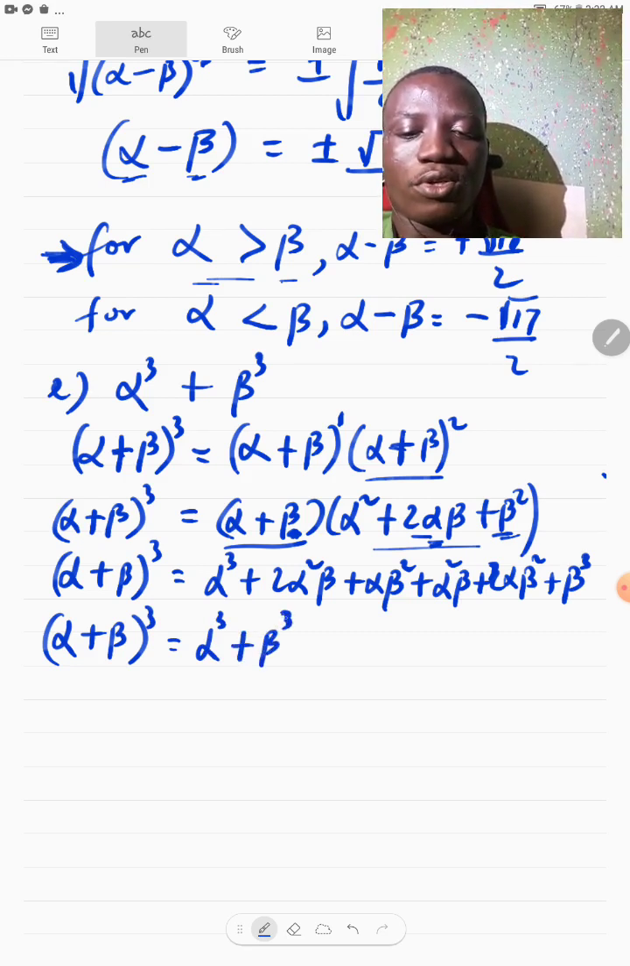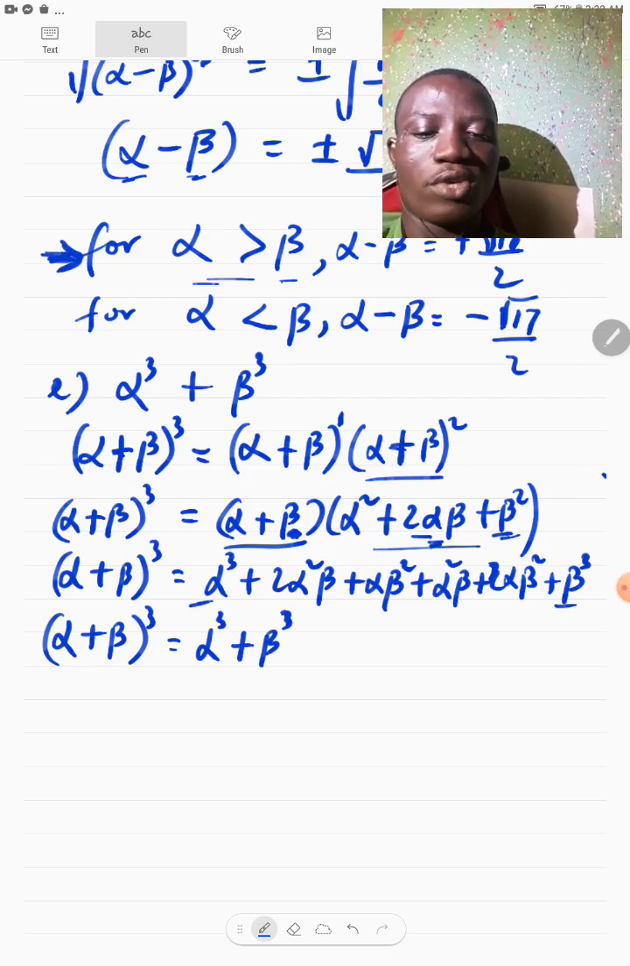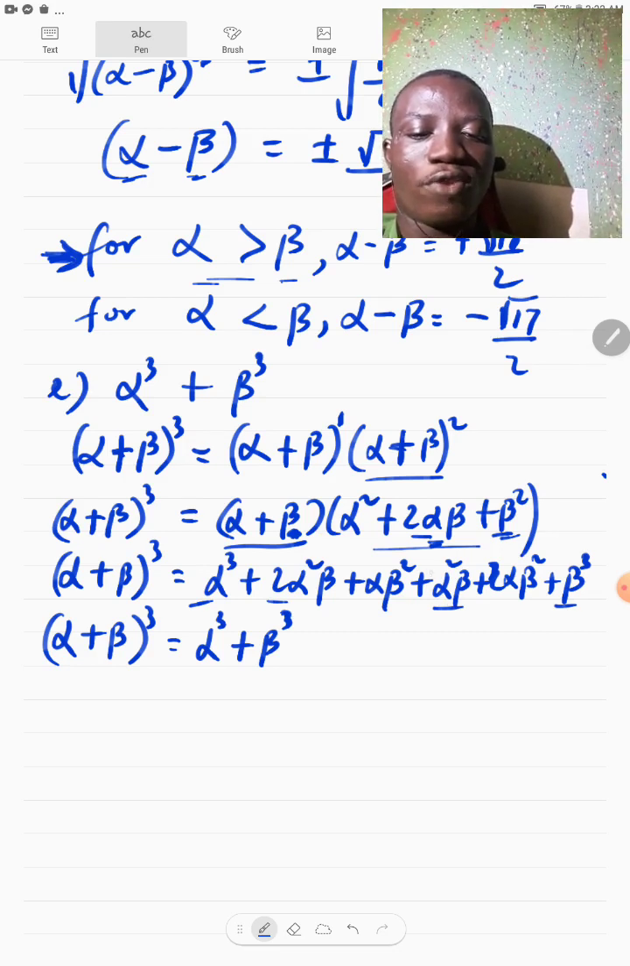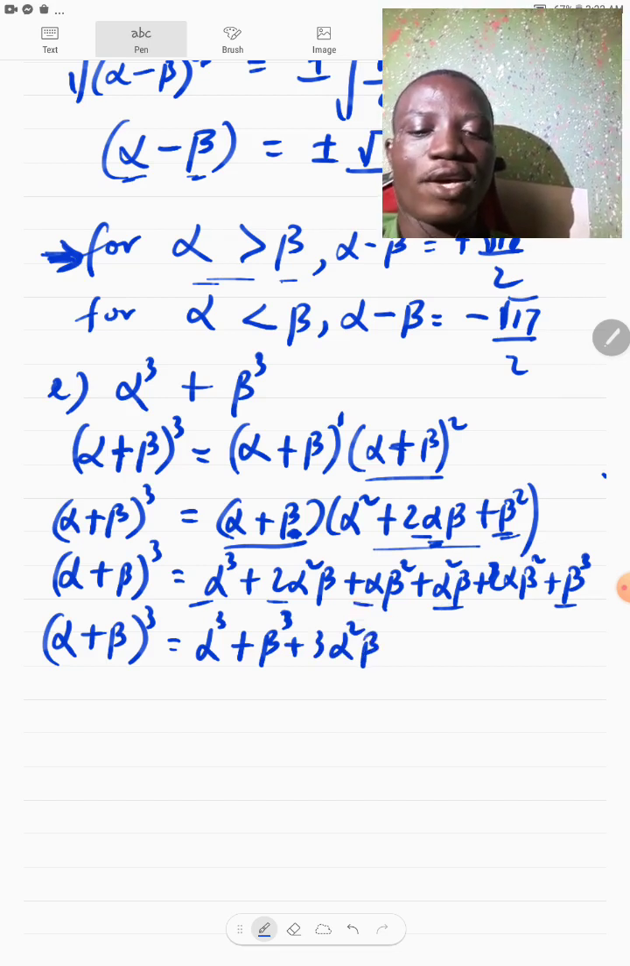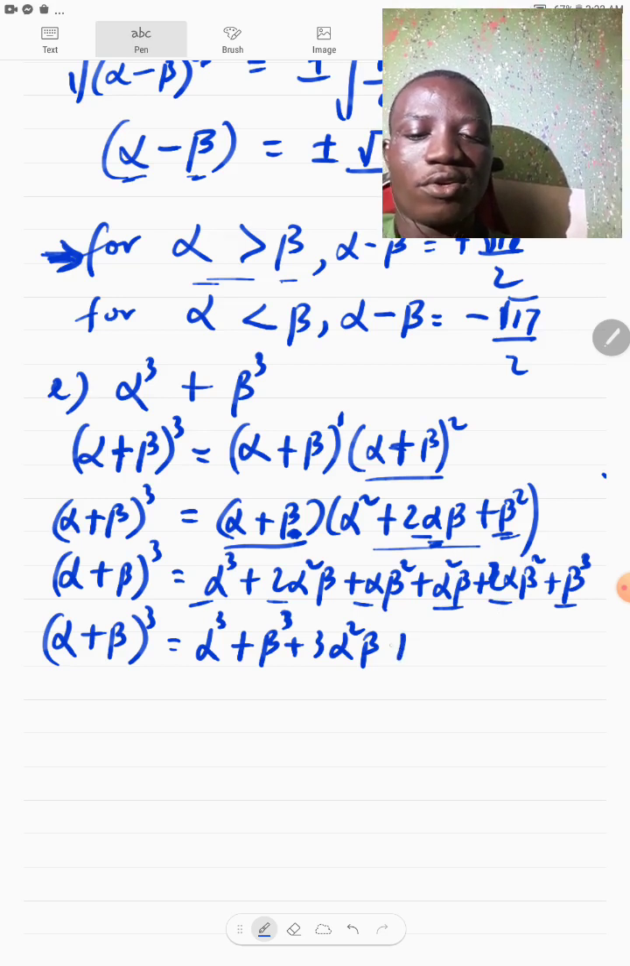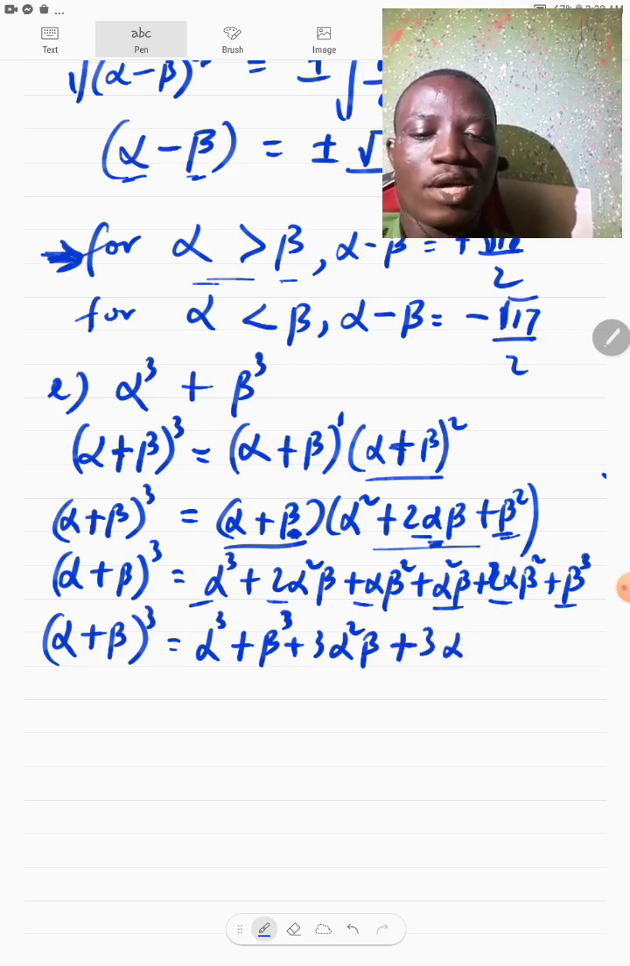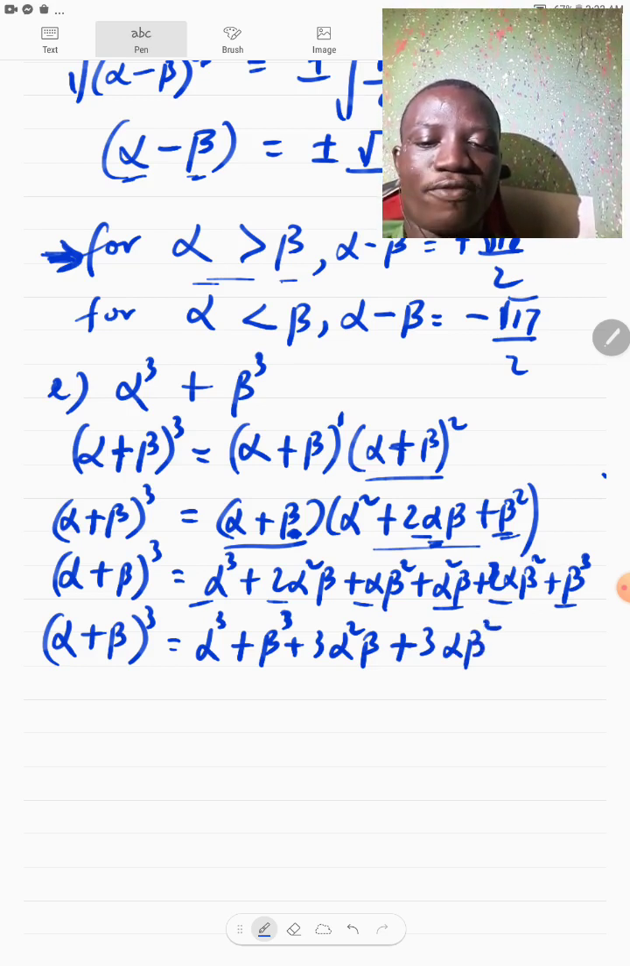Alpha cube, okay, I've taken this together, I'm collecting them together. So we have a term in alpha square beta, another term in alpha square beta here. So 2 plus the coefficient of 1 here, that will be 3 alpha square beta. And then we have alpha beta square, we also have another alpha beta square here. So that gives us 3 also. That will be 3 alpha beta square.